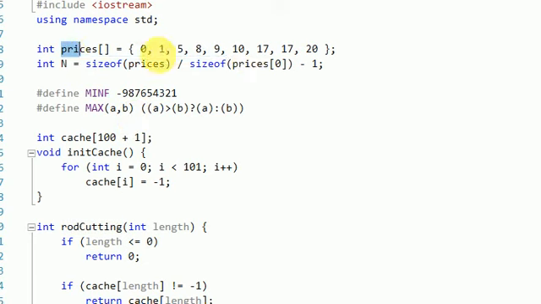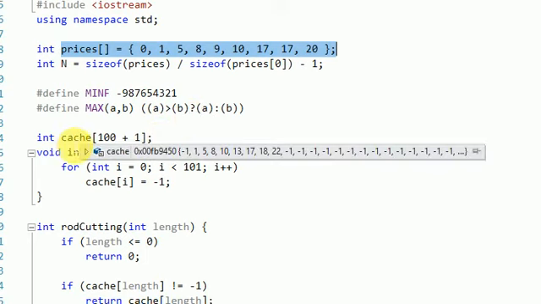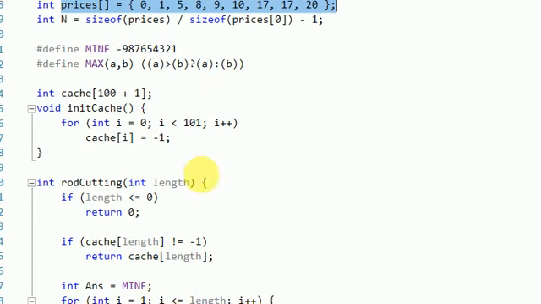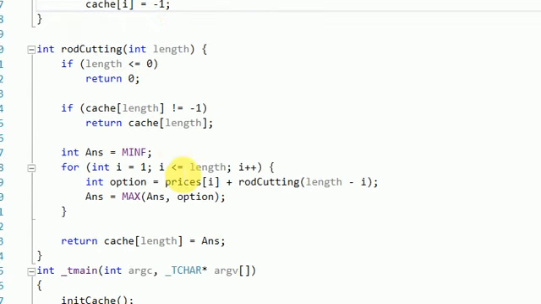If you increase the price list, overlapping subproblems will occur and the time taken to calculate the answer will increase. So for that, we initialize the cache. As this is a single varying variable, length, we have a 1D cache. We initialize the cache to -1, and whenever we return the answer, we store it in the cache. Again, for that particular state, if the answer is already present in the cache, we return it from the cache.